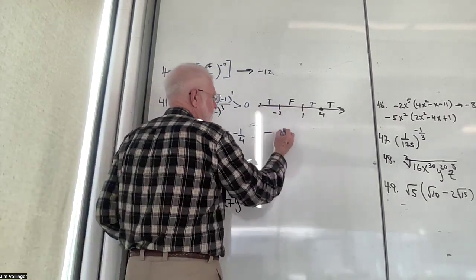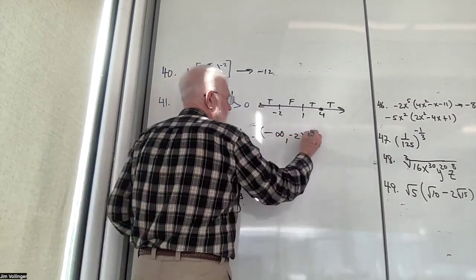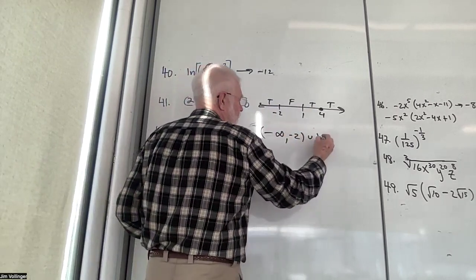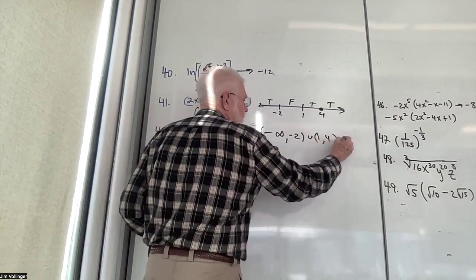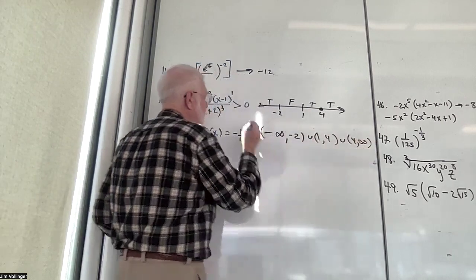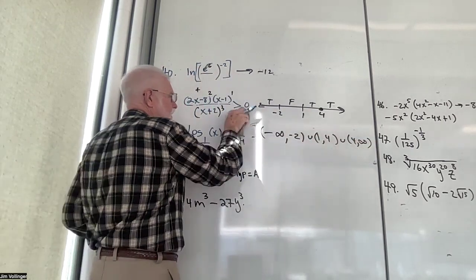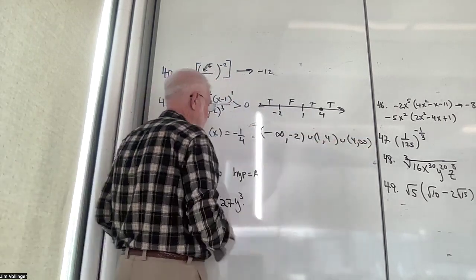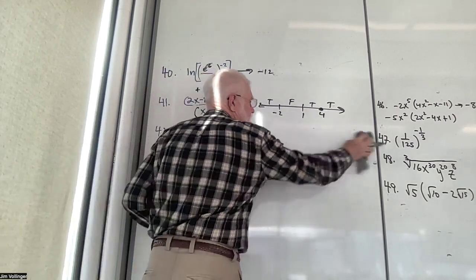So -infinity to -2. Union 1 to 4. Union 4 to infinity. Right? Because I did not put an equal sign here. So I'm not putting a bracket there at all. All right, so that's done.